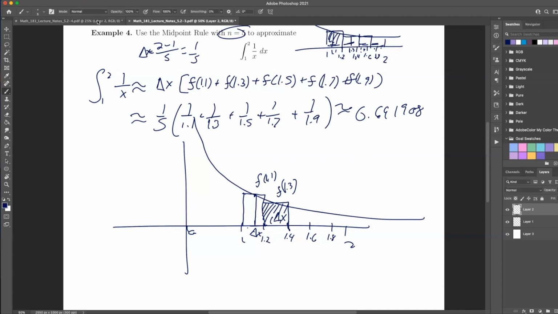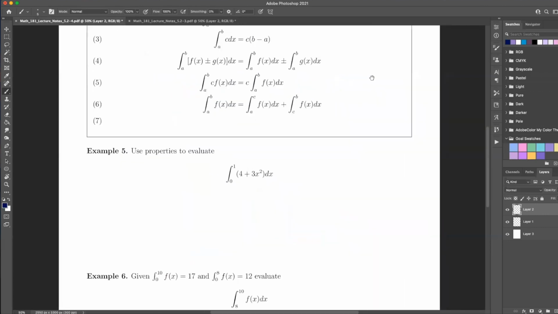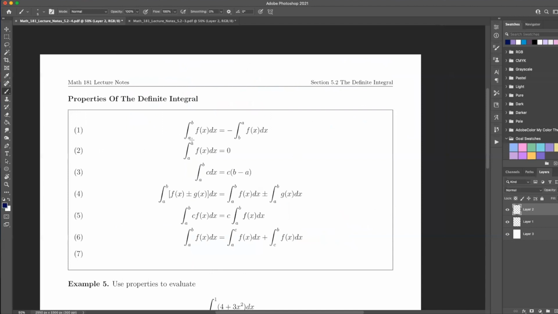All right, so let's do the last thing. Here's a bunch of rules for properties of integrals. If I have the integral from a to b of a function, and I switch it to go from b to a, so instead of adding it up positively I go negatively, if you flip your a and b, you just negate it.